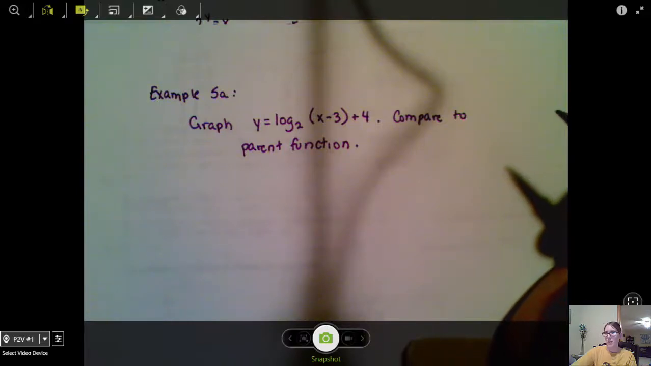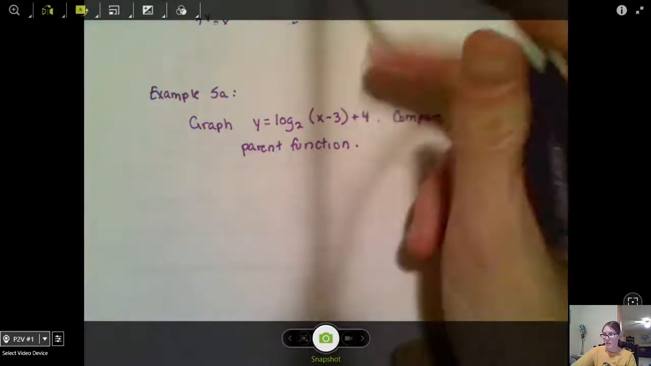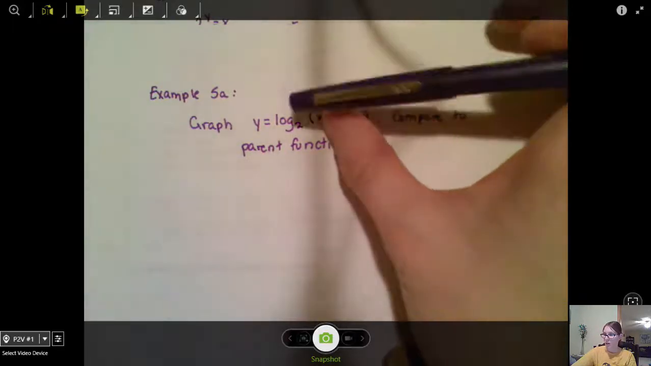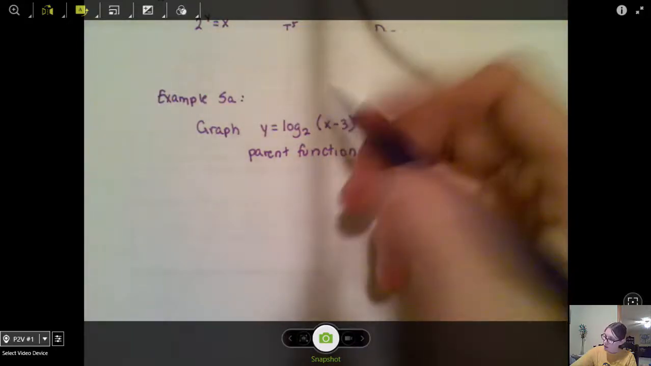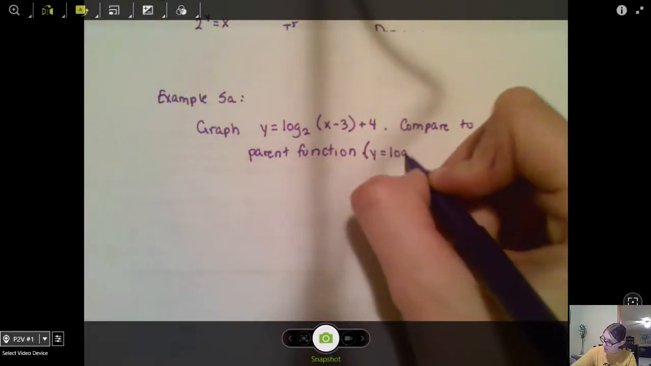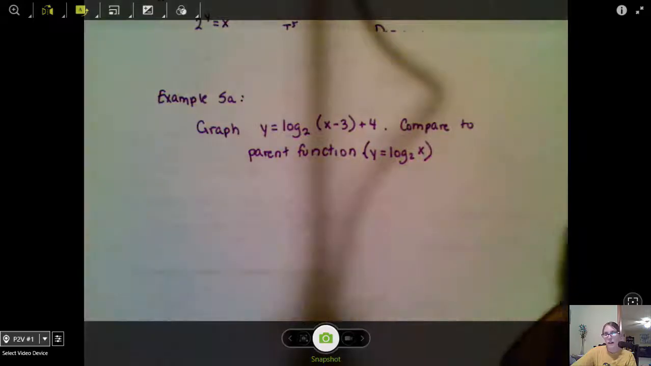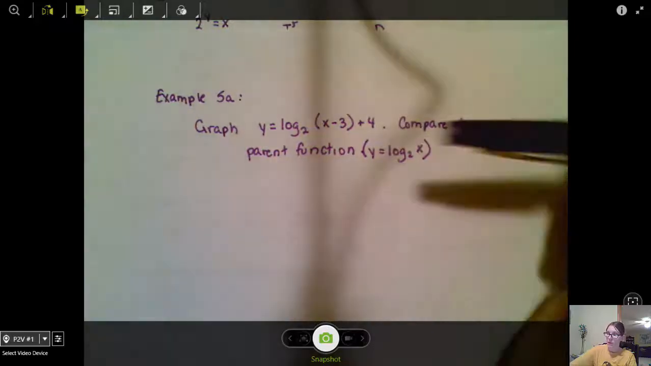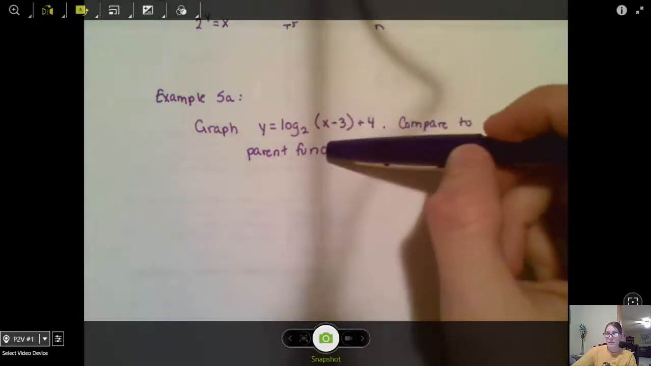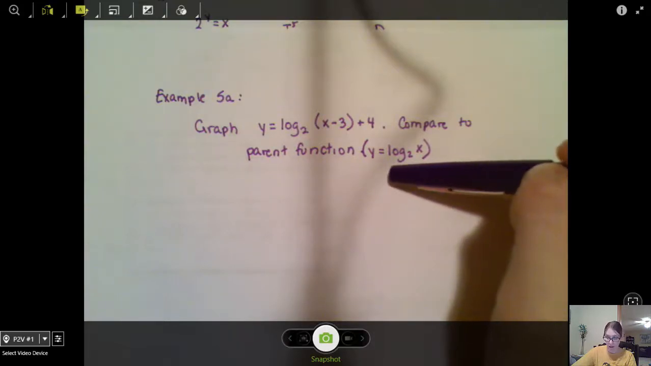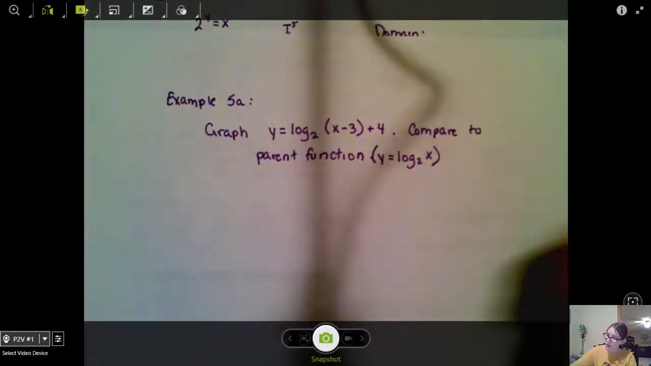Well, first of all, let's think about what our parent function would be. Well, we have our transformations, and our transformations are affecting y equals the log base 2 of x. So I'm going to add that in parentheses here. Compared to the parent function, y equals log base 2 of x. Okay. Now minus 3 is the transformation, the plus 4 is the transformation. Well, when we go to graph this, let's think of what our graph for y equals log base 2 of x would look like, and then transform from there. Y equals log base 2 of x.